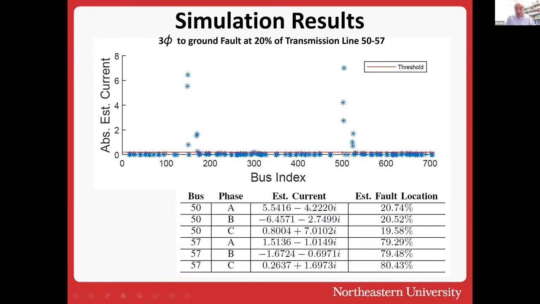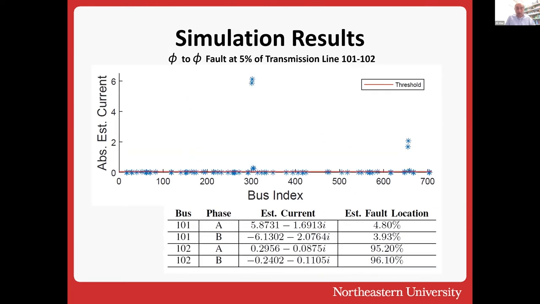And based on those and based on the expressions I showed earlier using the ratios, we can actually estimate the fault location fairly closely. You know, it's supposed to be 20% and 80%. And these are the numbers we get for different phases for this case. You can also do a different kind of fault where there's a fault between two phases, phase-to-phase fault, and it's happening at 5% of the length of line 101 to 102.